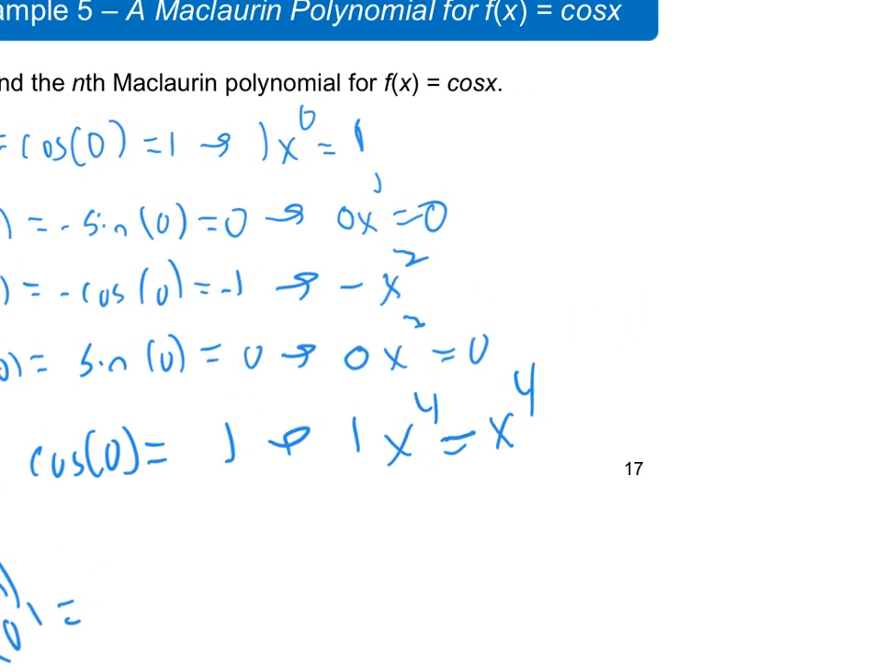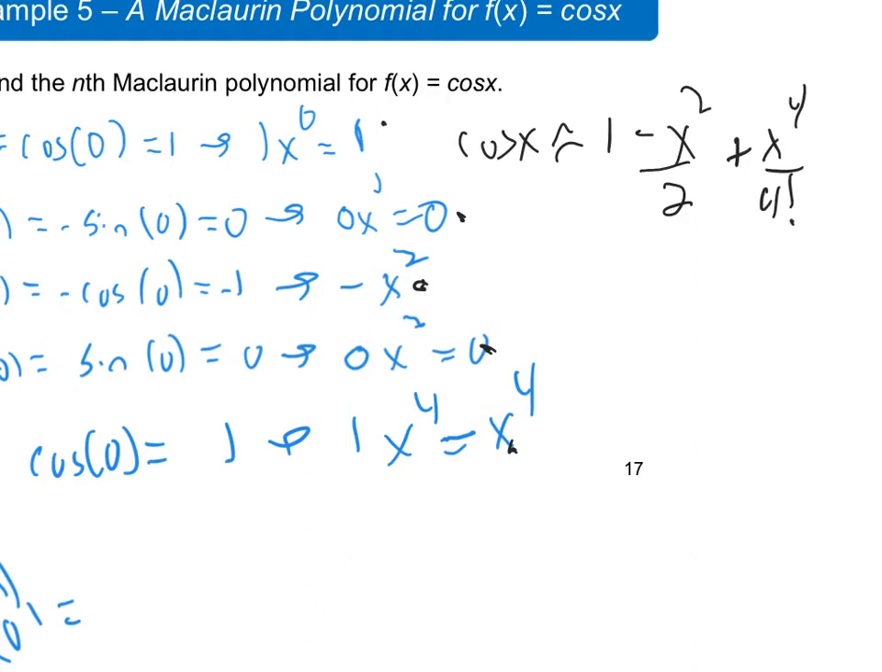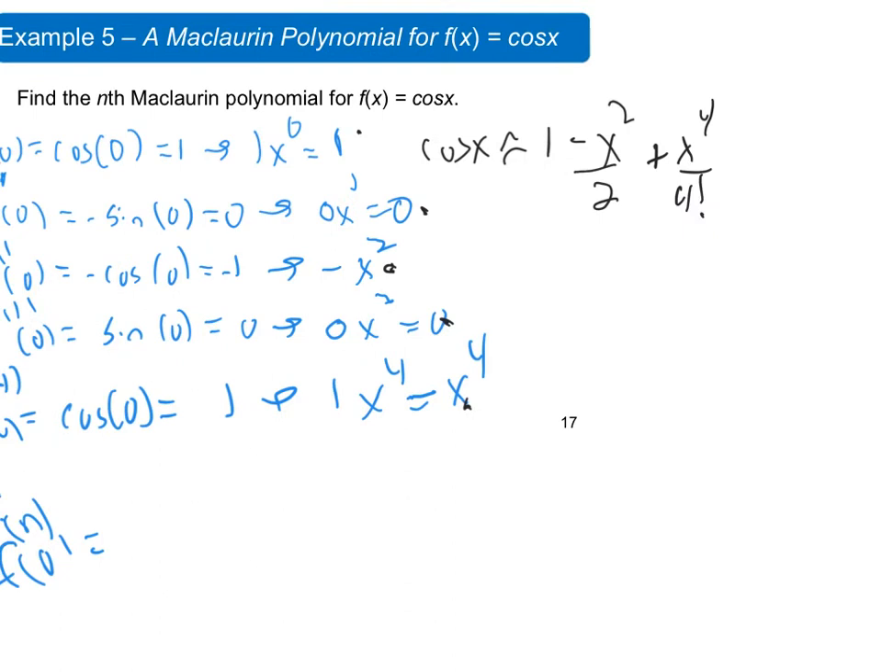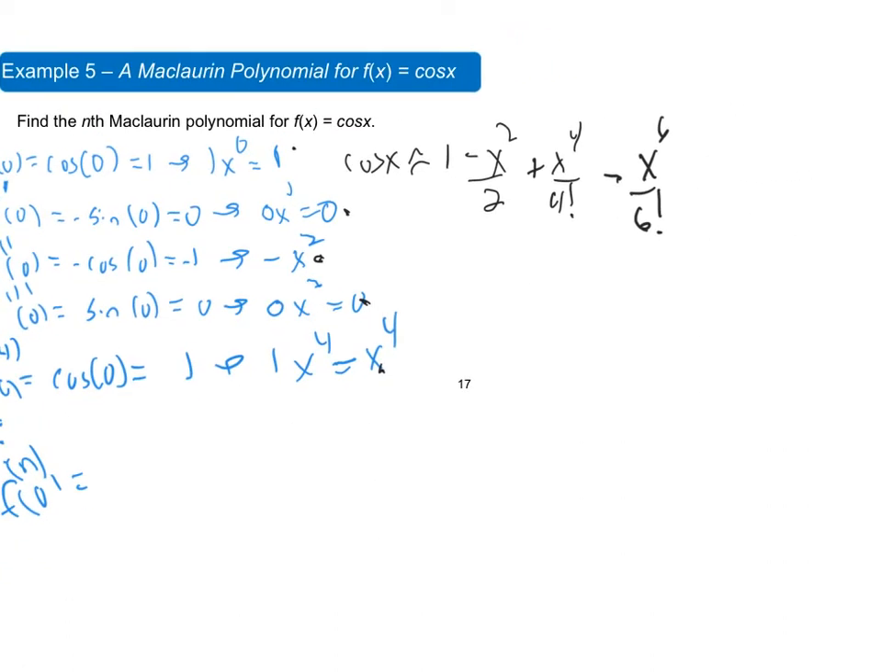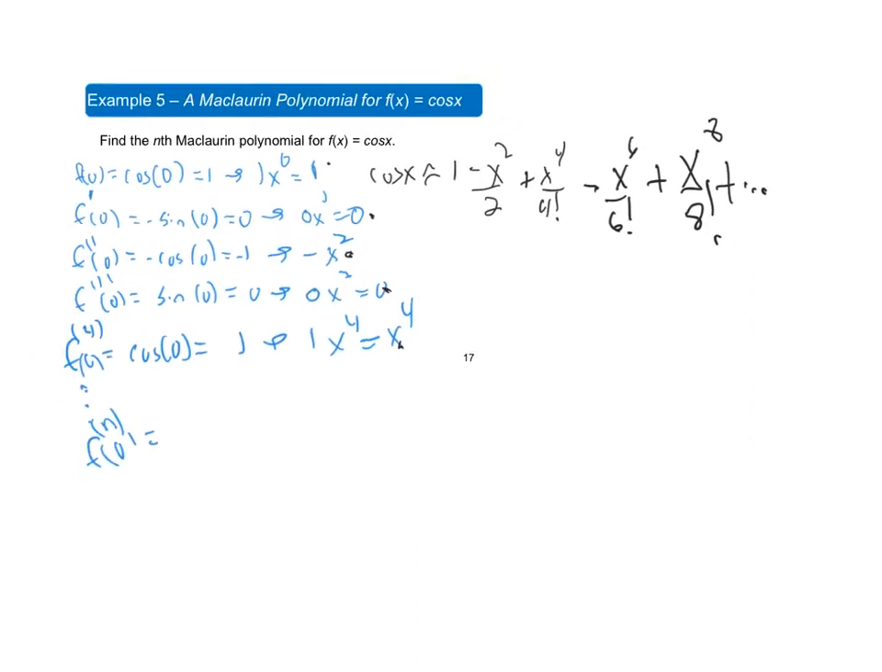Okay, so cosine of x is approximately 1 minus x squared over 2 factorial. Don't forget, this was 0 factorial, 1 factorial, 2 factorial, which is 2. Then a 0, then a plus 1, x to the 4th over 4 factorial, which is 4 times 3 times 2 times 1. So look what we got. Positive, negative, and it's evens. x to the 6th over 6 factorial, plus x to the 8th over 8 factorial, and so on.